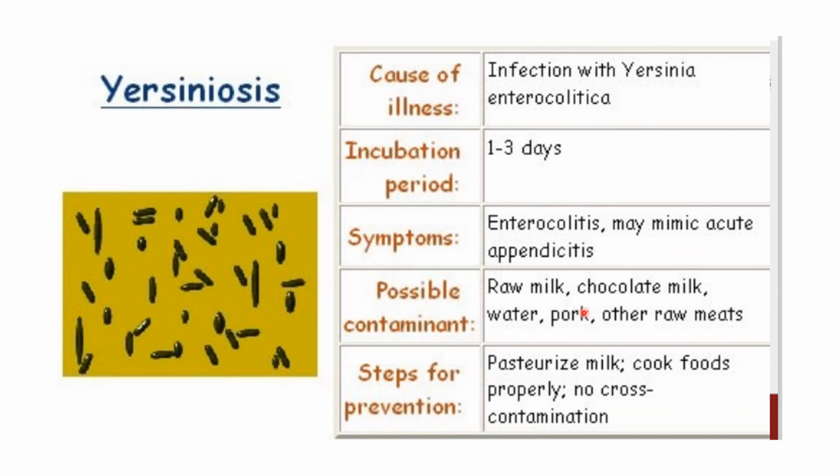But other food types include raw milk, chocolate milk, water, and other raw meats, which may also cause Yersiniosis. So of course, you need to pasteurize your milk, cook food properly, and ensure that there is no cross-contamination. By that, you make sure that you prepare your cooked meat separately from food that is intended to be eaten raw.